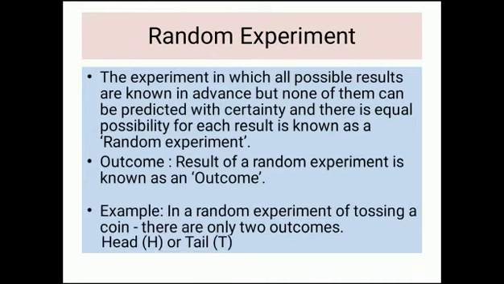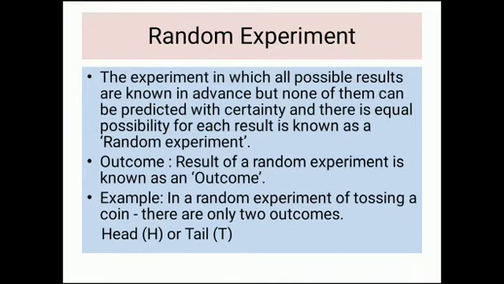Example: in a random experiment of tossing a coin, there are only two outcomes, that is head or tail. Here, tossing the coin is a random experiment and there are only two outcomes, which are head or tail.